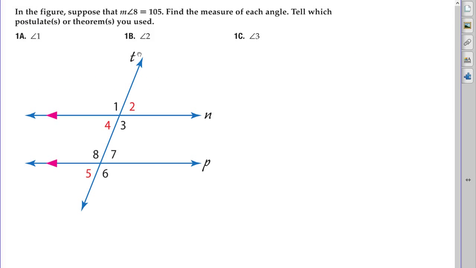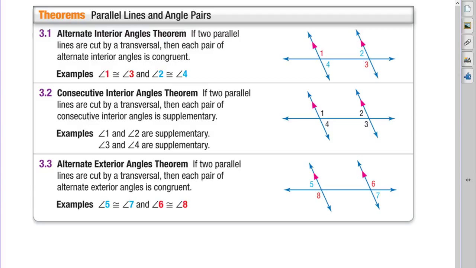So, I skipped this a little bit. So parallel lines and angle pairs. So alternate interior angles theorem. If two parallel lines are cut by a transversal, then each pair of alternate interior angles are congruent. So 1 and 3, 2 and 4 in this case are marked as congruent. This one here, consecutive interior angles, 1 and 2, or 3 and 4. I don't know why they didn't mark them. They're not congruent, but they are supplementary. Okay, so alternate interior, congruent.